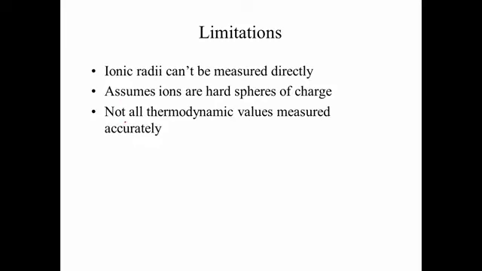And then not all of the thermodynamic values are measured accurately or equally accurately. So up here, using Hess's law, we used it with the Born-Fajans-Haber cycle. We had a series of thermodynamic values that we had to measure, and we look up, and depending on how accurate those were measured, it's going to determine how accurate our resulting calculation of the lattice enthalpy is going to be.